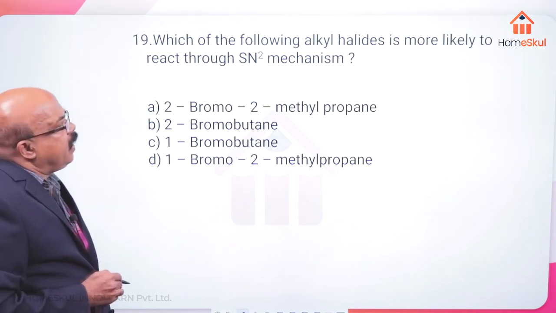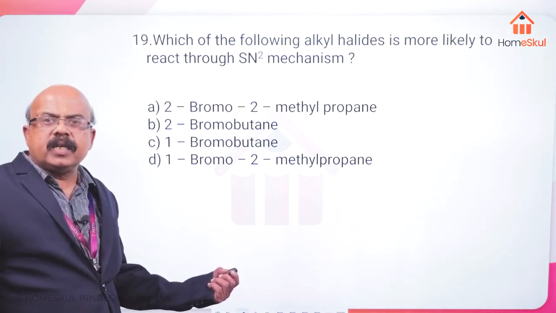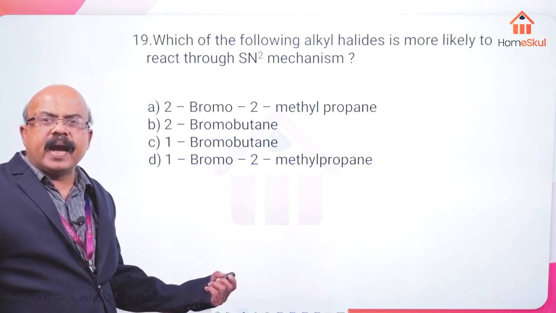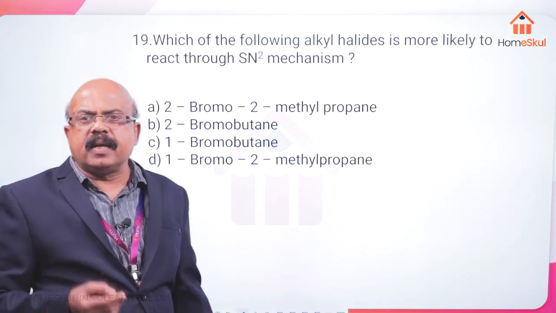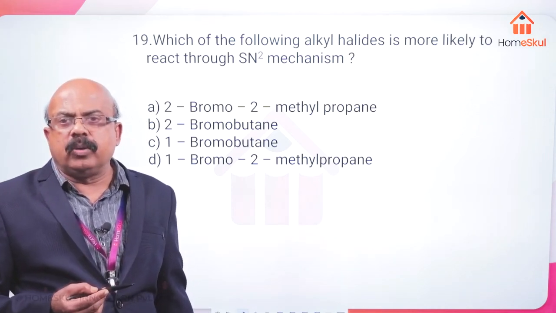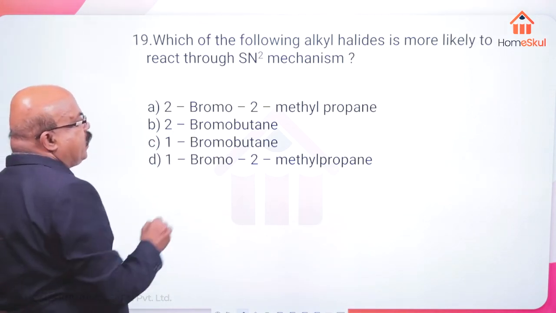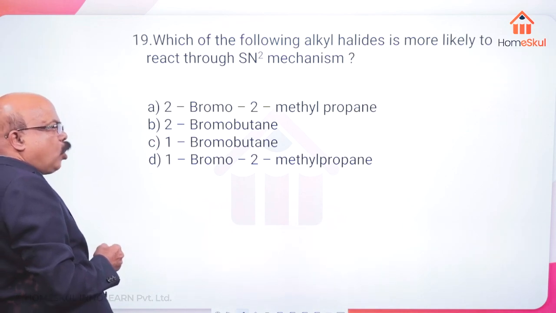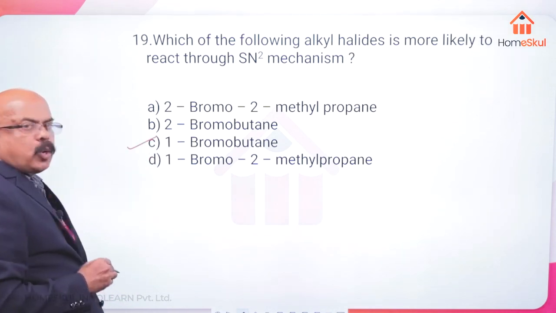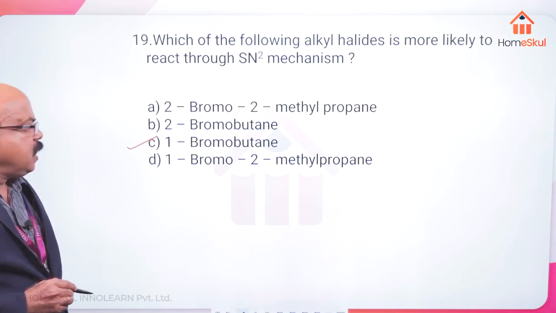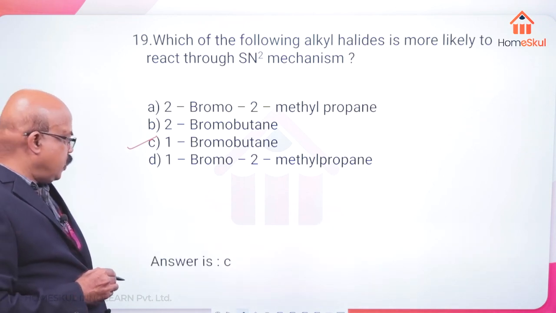Next is the 19th one. Which of the following alkyl halides is more likely to react through the SN2 mechanism? Very simple. SN2 reactivity order: primary alkyl halide is more reactive than secondary, which is more reactive than tertiary. Reactivity towards SN2 is inversely proportional to steric hindrance around the halogenated carbon. Among 2-bromo-2-methylpropane, 2-bromobutane, 1-bromobutane and 1-bromo-2-methylpropane, the least hindered one is 1-bromobutane. So that undergoes SN2 reaction more readily. Option C is your answer.